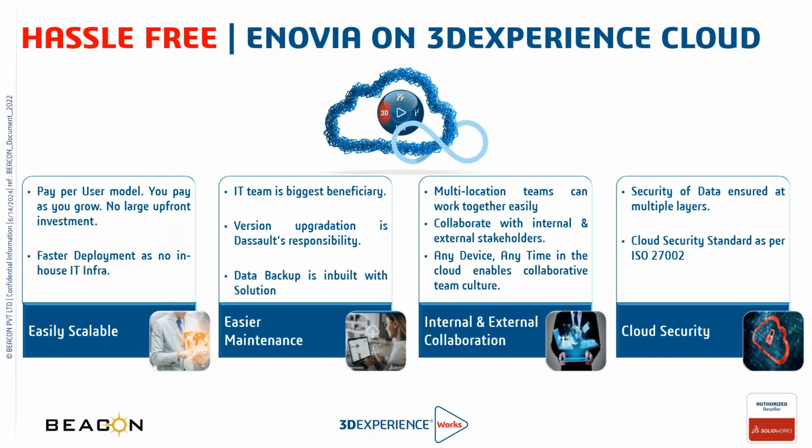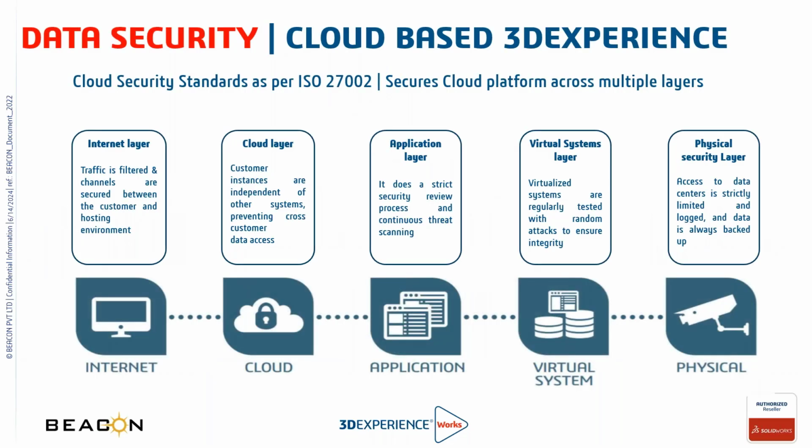And with the highest data security standards, such as ISO 27002, we will ensure that the data is secured using multiple layers. There's a five-layer security. In most cases, we see up to three layers, which is up to the application. But here we also have a virtual system on which the physical and the cyber threats will be tested. And this is done at regular periods of time. And all the necessary security updates will be pushed onto the actual server. Also, the physical security layer is there, so that the data which is stored is secured through these five layers.